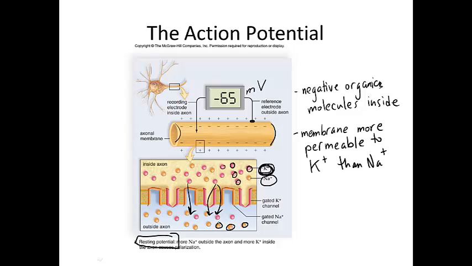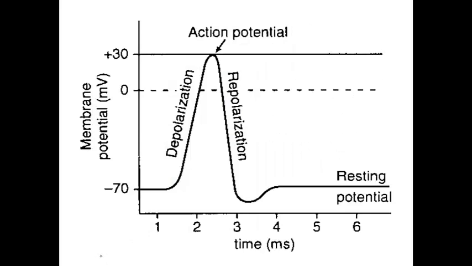Okay. Sodium also wants to move into the cell from high to low concentration, but the cell membrane is not as permeable to the sodium. So because of that difference in charge, we would say that this neuron is polarized. So here's the resting potential right here. The previous image said it was negative 65 millivolts, negative 65 or negative 70.